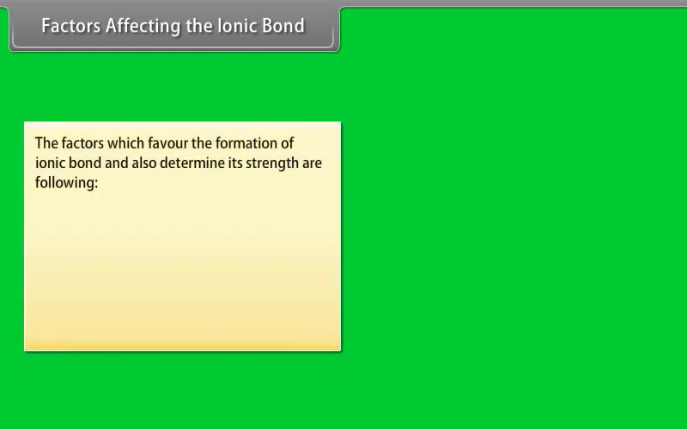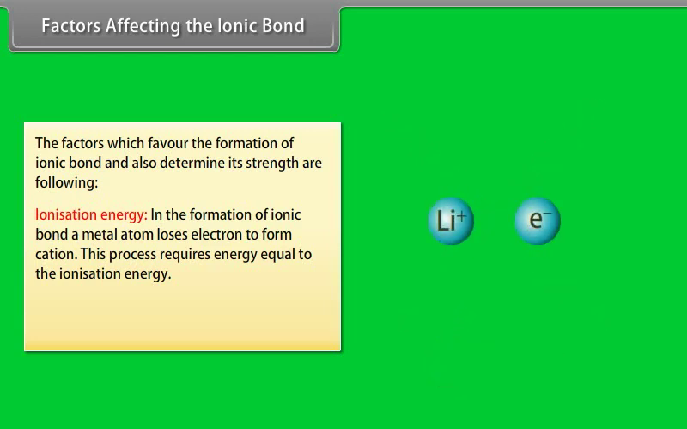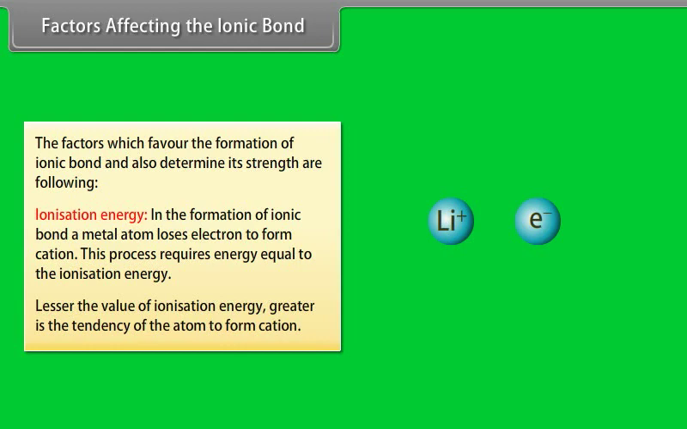Factors affecting the ionic bond. The factors which favor the formation of ionic bond and also determine its strength are following. Ionization energy. In the formation of ionic bond, a metal atom loses electron to form cation. This process requires energy equal to the ionization energy. Lesser the value of ionization energy, greater is the tendency of atom to form cation.